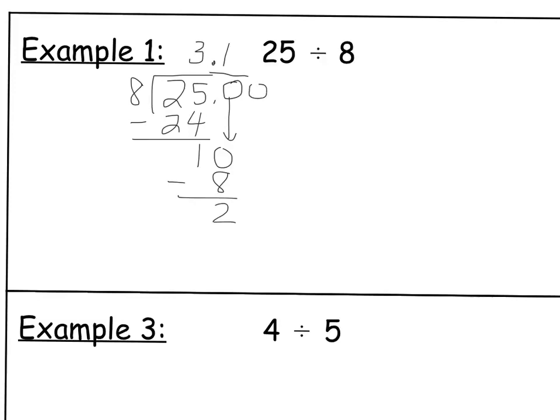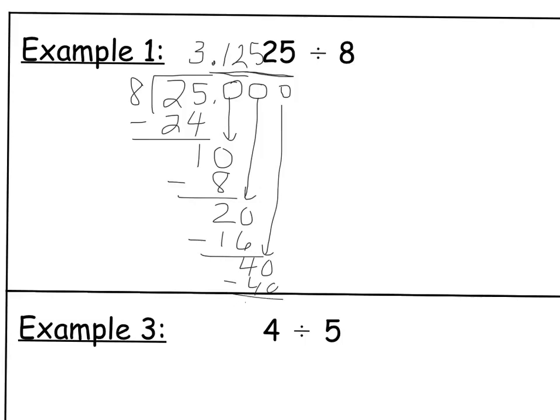Again, put another 0, and then bring it down. 8 into 20 goes twice. 2 times 8 is 16. Then subtract, 20 minus 16 is 4. Bring down another 0. 8 into 40 goes 5 times. 5 times 8 is 40. As you can see, I have a remainder of 0. Then I want to check it.